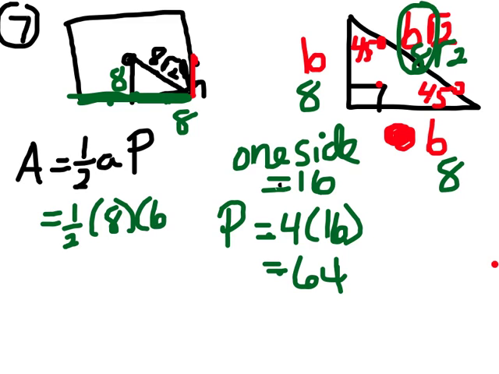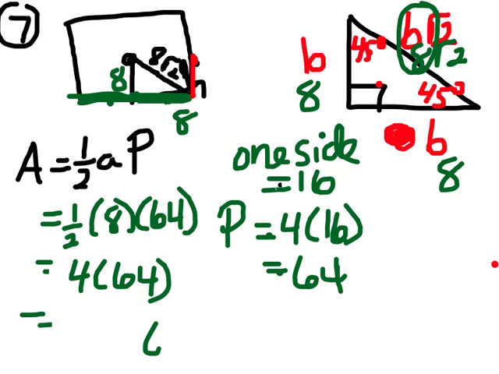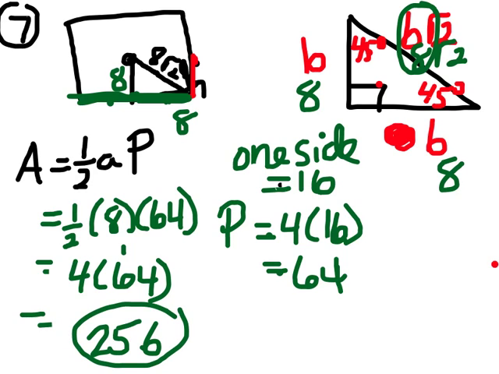Okay, so there's 64. All right, half of 8 is 4, and 4 times 64, I'm trying to do this without grabbing a calculator, would be 256. So my area is 256.